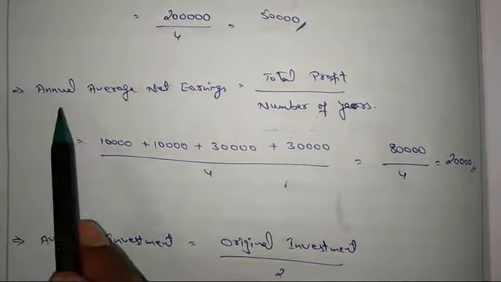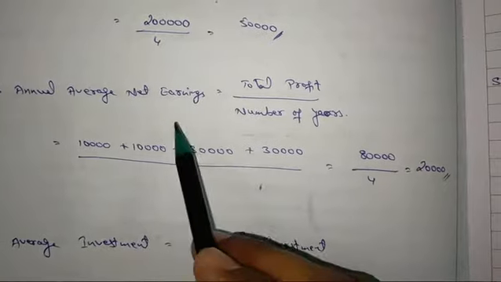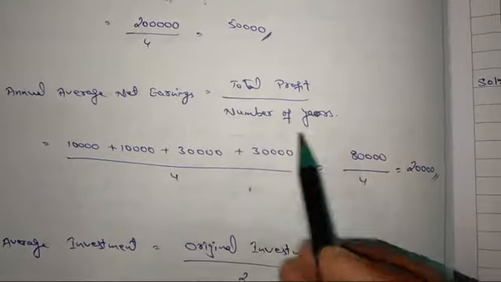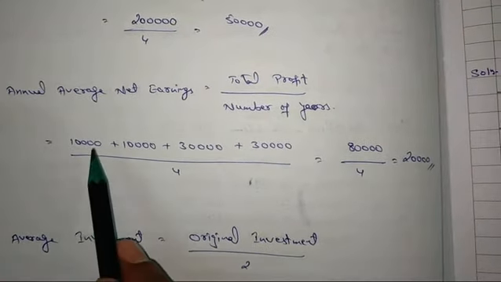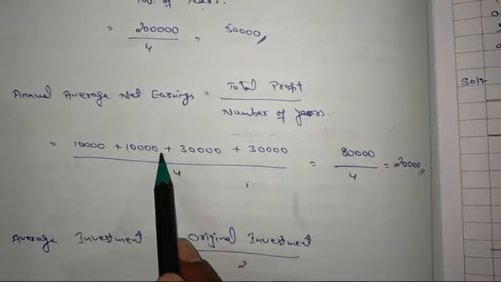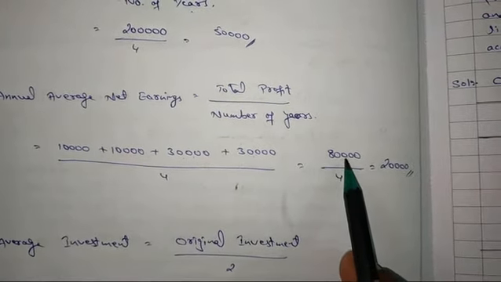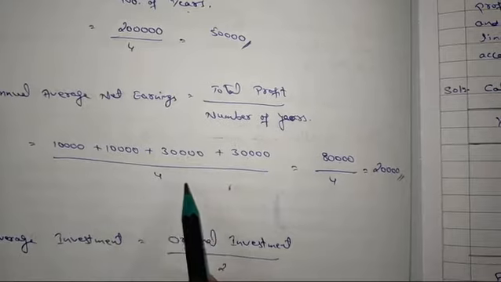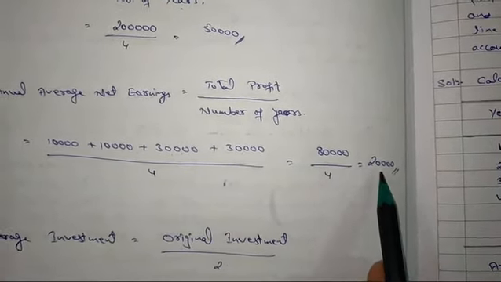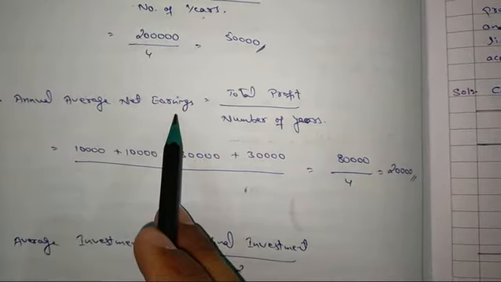To find out the annual average net earning, we use the formula: total profit divided by number of years. What is our total profit? Our total profit is 10,000, 10,000, 30,000, 30,000, for the first, second, third and fourth year. Together that comes to 80,000, divided by the number of years, that is 4. 80,000 divided by 4 is 20,000. We got the annual average net earning.